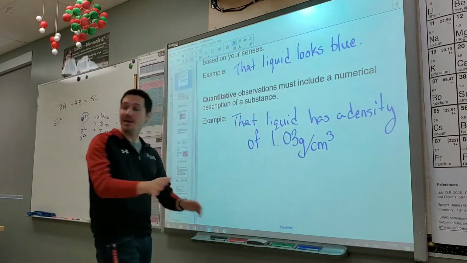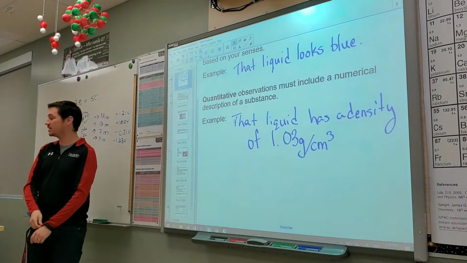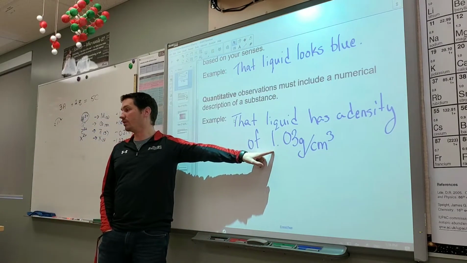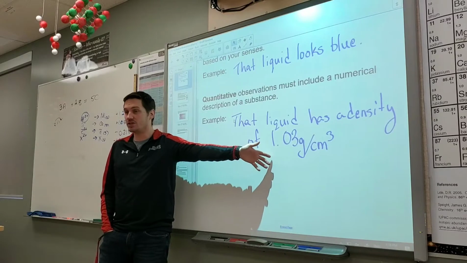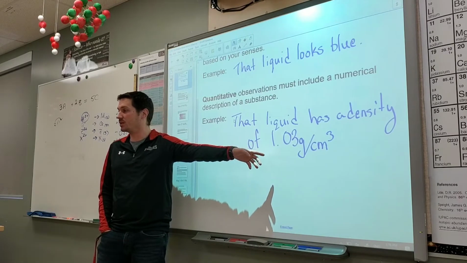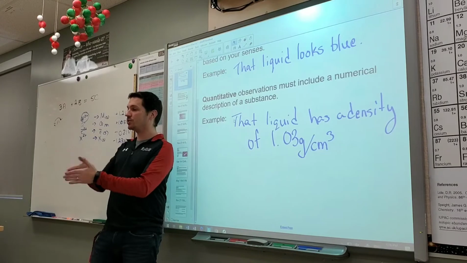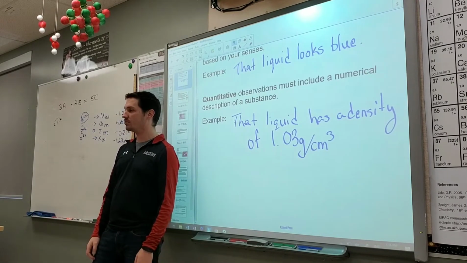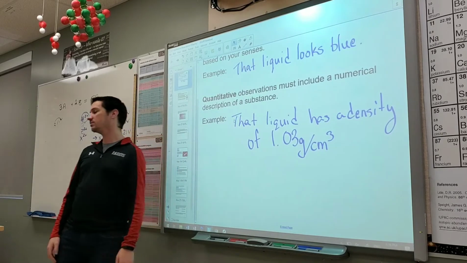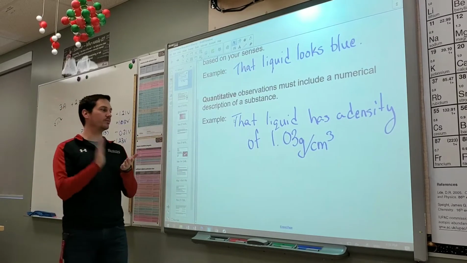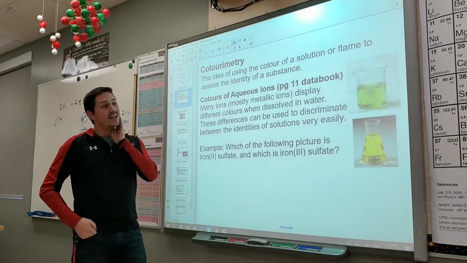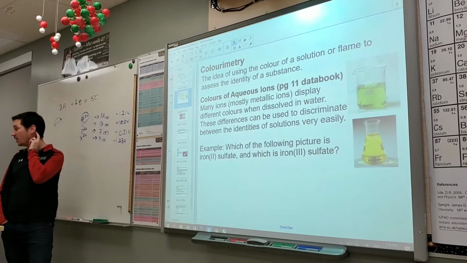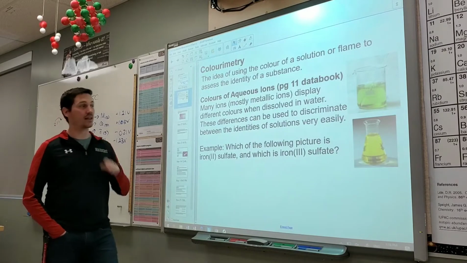But anyways, that's the basis of qualitative versus quantitative. Quantitative, every single time you're using a number, you have to use a number. That's the definition of a quantitative measurement or observation. You weighed out 2 grams. Is that a quantitative or qualitative measurement? Quantitative, right? All of a sudden, you see a number, boom, done. That's quantitative. Okay, today is all about qualitative observations and qualitative analysis.